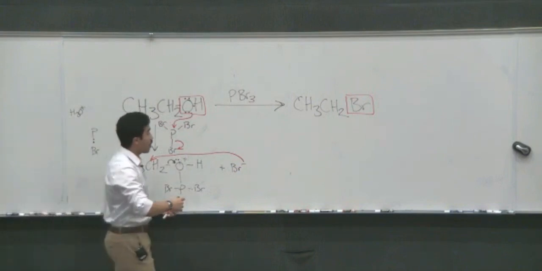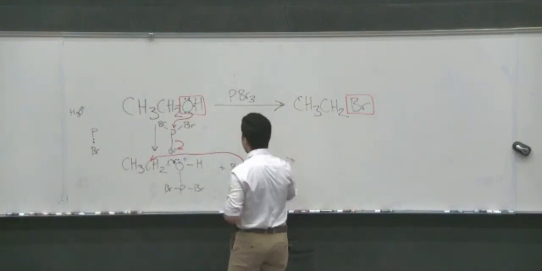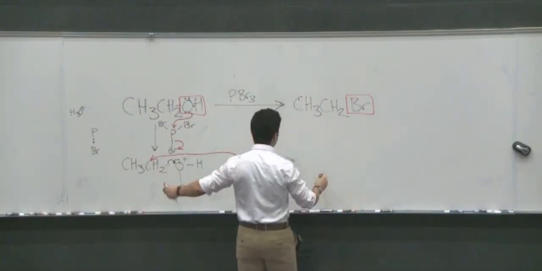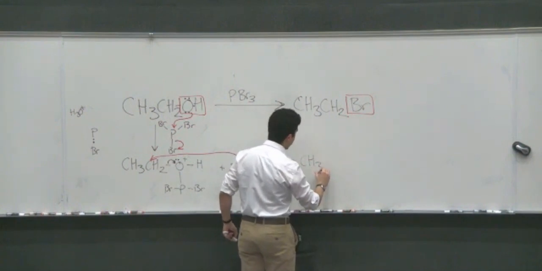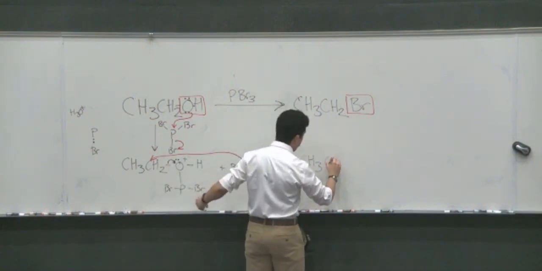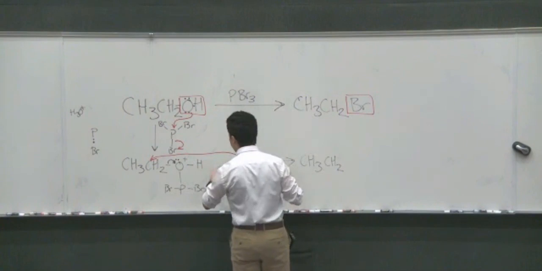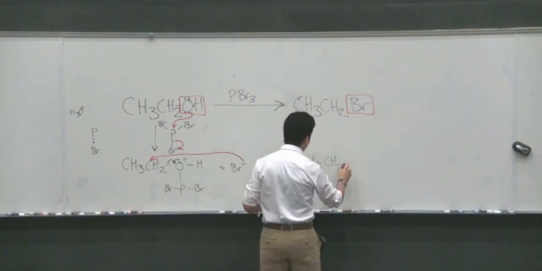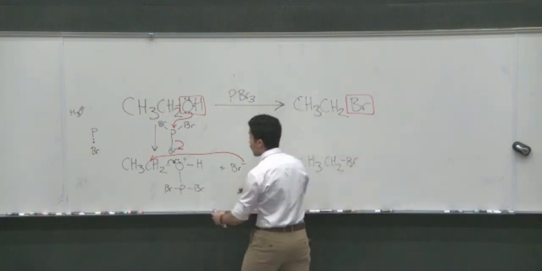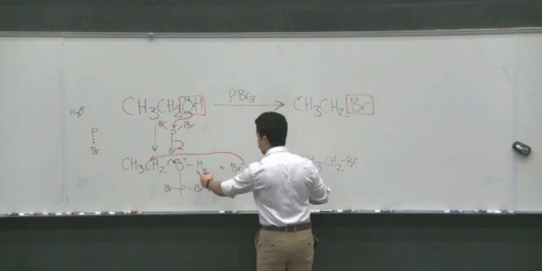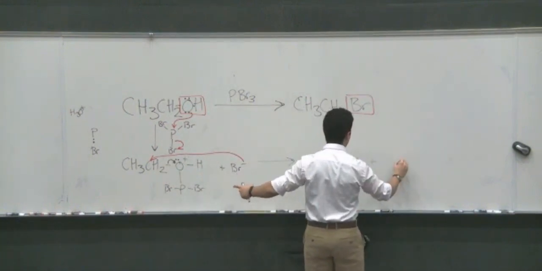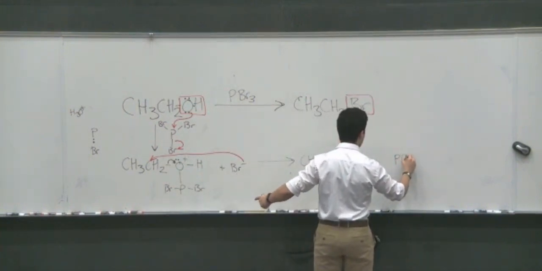Let's redraw our final structure. Everything in solution. Left to right, we have what? CH3. I want to hear you guys say it out loud. CH3, CH2. Then what do we have? What did we just attach? Br. And we kicked out this whole group, which is what? Which is PBr2OH.